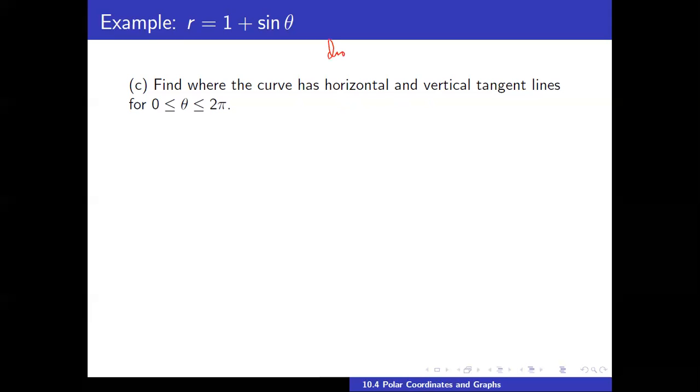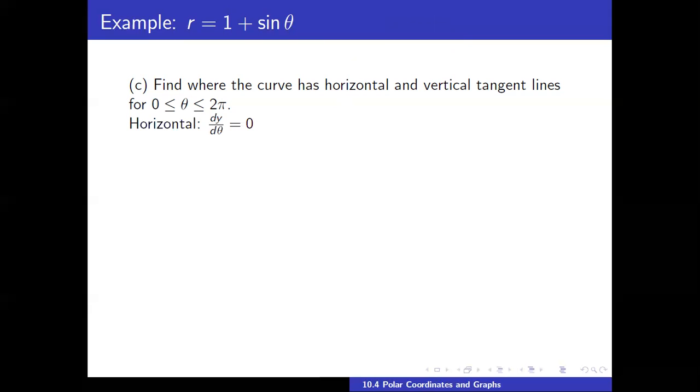Remember, dy dx is equal to dy d theta over dx d theta. So the tangent line will be horizontal if dy d theta is 0. The tangent line will be vertical if dx d theta is 0, unless both happen simultaneously, in which case I have to think carefully about what's going on. Okay. All right.